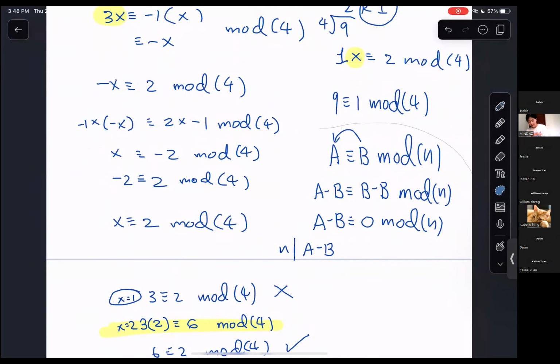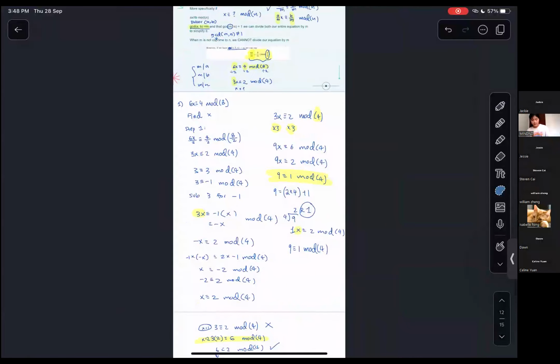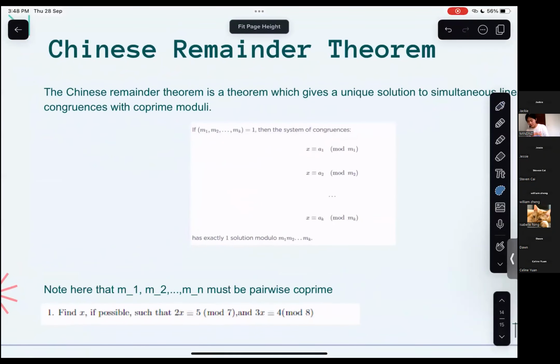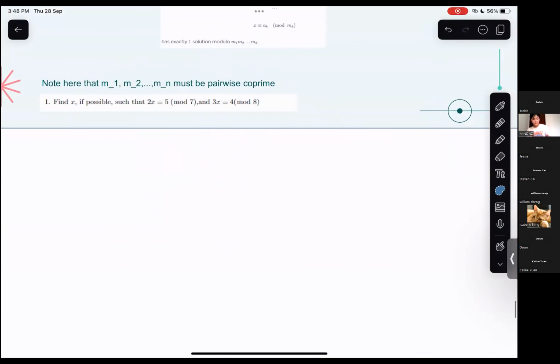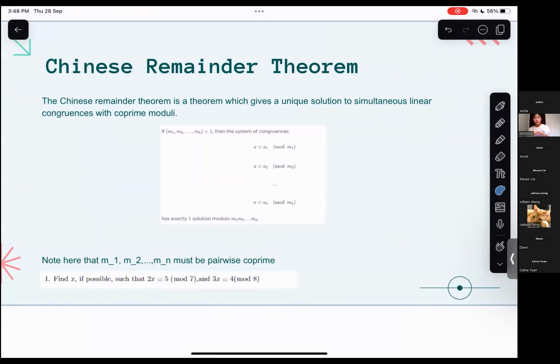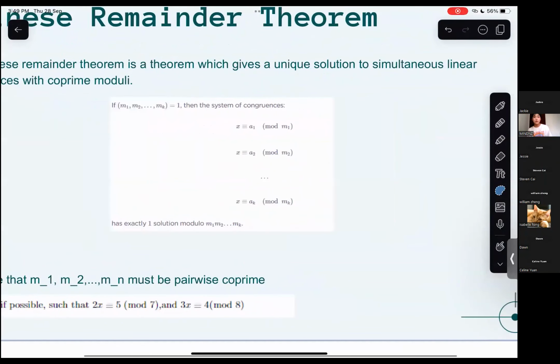Okay. Then let's move on to the part of the Chinese remainder theorem. And this is a bit more confusing and it's definitely more difficult. But what it states is, the Chinese remainder theorem basically tells us that there's a unique solution to simultaneous linear congruences in coprime moduli. And that's a bit of a mouthful and it's a bit confusing.